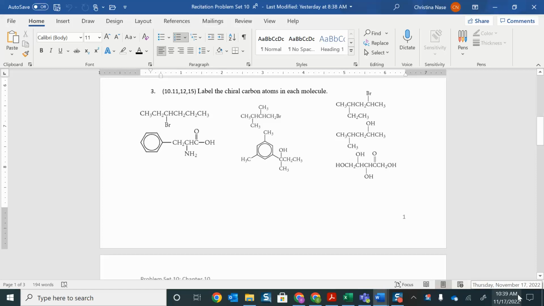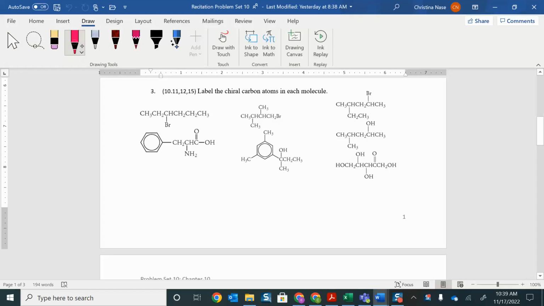Label some chiral carbons. A chiral carbon is one that has 4 different groups attached to it. If we go down here, this carbon, if I were to expand that out, that CH3 means it has 3 bonds to hydrogens, and then 1 bond over here to this carbon. So that's not 4 different groups. 3 of those hydrogens are exactly the same. Anything that has a CH2 or CH3 cannot be chiral. So this one's not chiral, this one's not chiral.